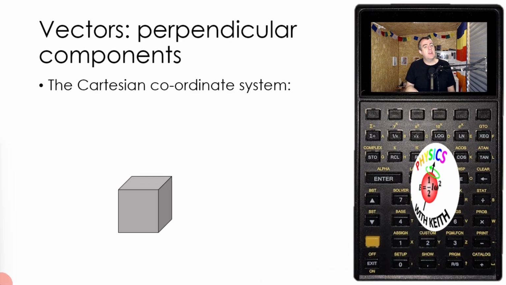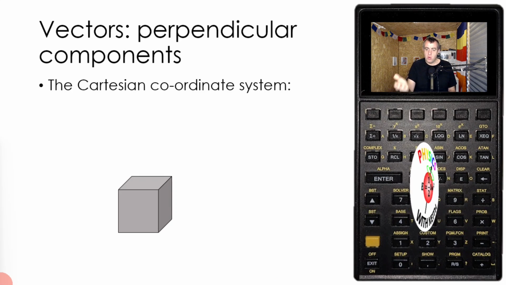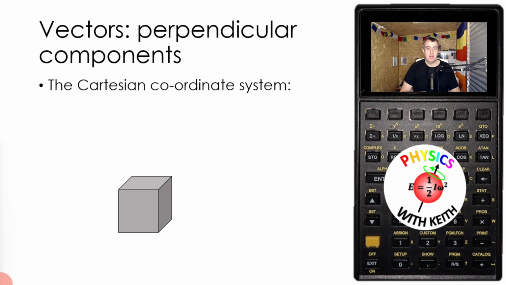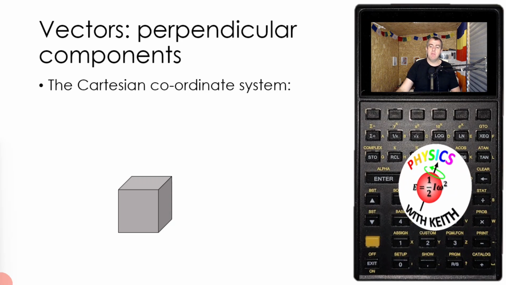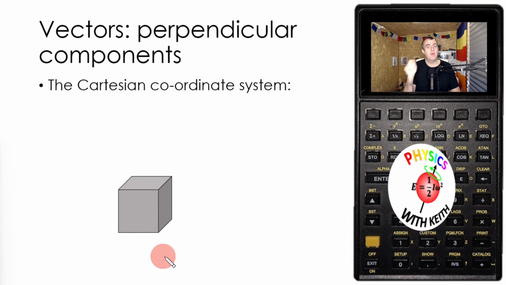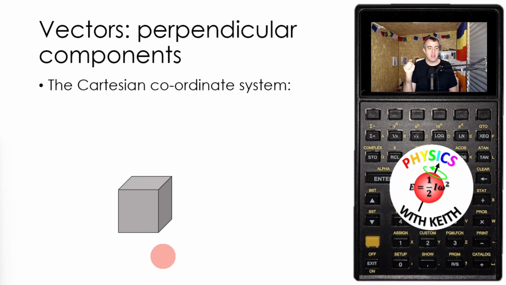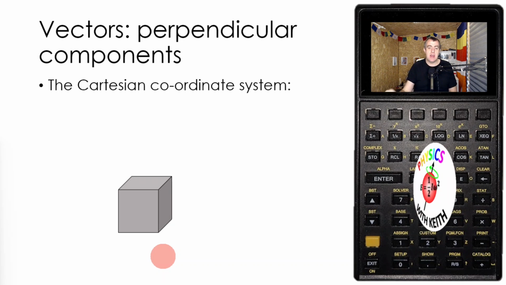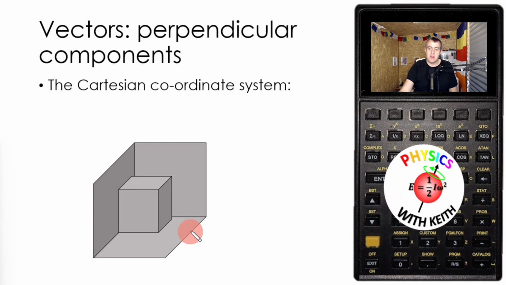So what is the Cartesian coordinate system? Well, here's a three-dimensional shape, a cube. We can imagine that we can describe any position within this cube if we can say how far along each of its perpendicular lengths we are. So let's place this cube in the corner of a box and get rid of the cube.